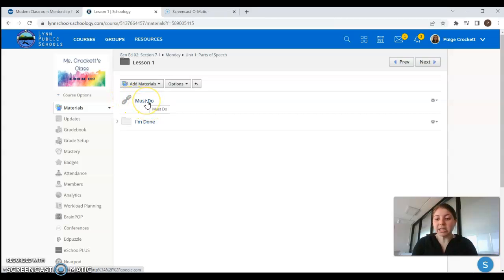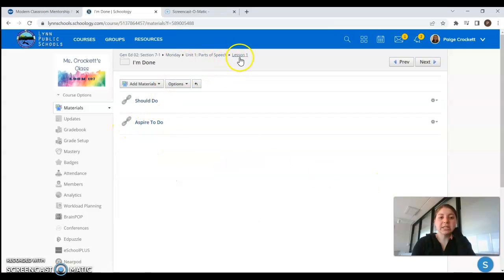I don't actually have it linked because it's not ready for the students to use, but I would have it linked so they can click it and it would open up a new tab. Then when they're done, they can go back, click I'm done, and this is where they will have the should do and aspire to do.